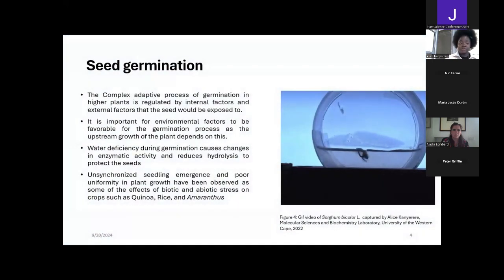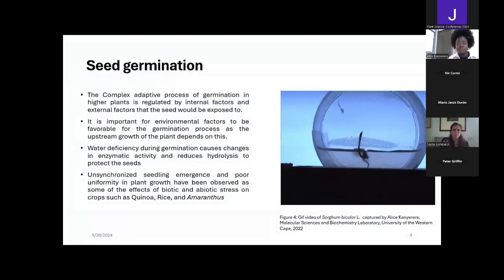Seed germination is one of the most important factors in a plant's growth because it is at this point where the plant will either remove itself from the seed dormancy stage or it will remain in the seed dormancy stage until the environmental conditions are favorable. This complex adaptive process of germination in higher plants is often regulated by internal factors and external factors that the seed would be exposed to, which makes it very important for the environmental factors to be favorable so that the seed can germinate.